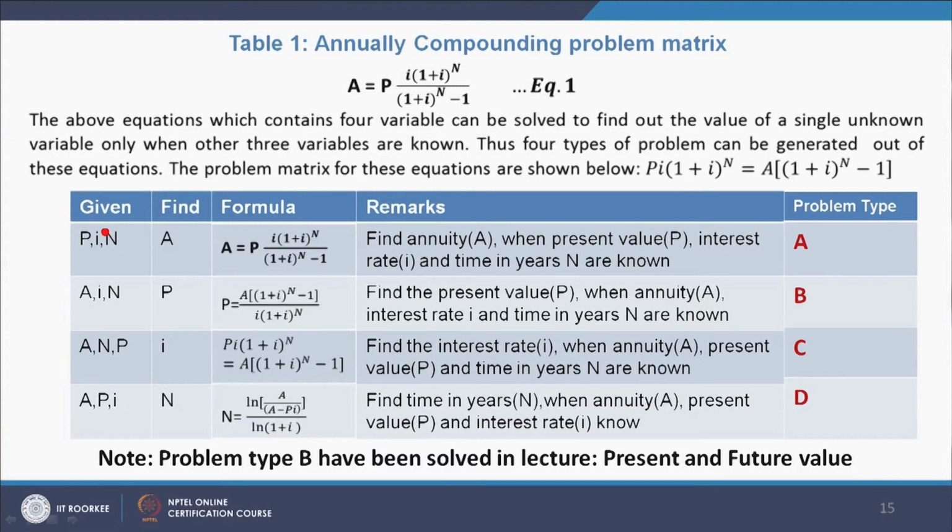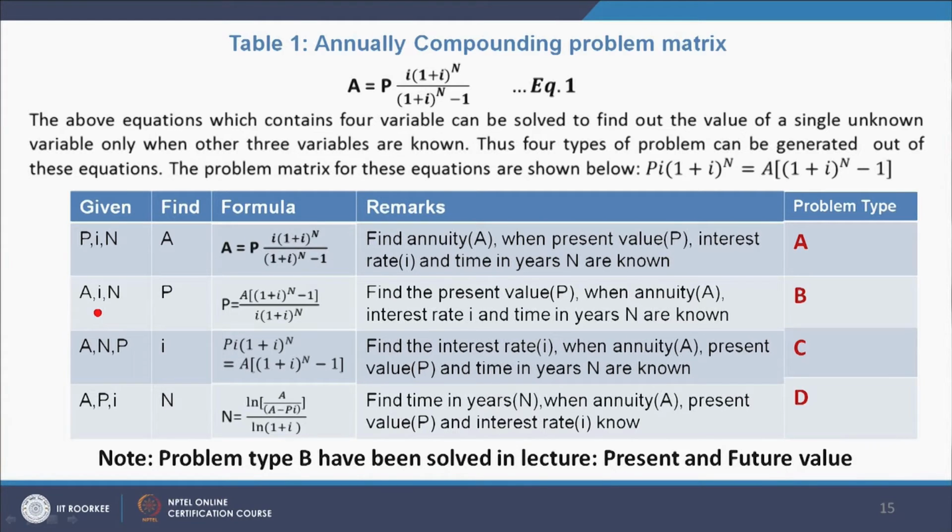The first is that P is given, i is given and n is given. We have to find A, and the equation is A = P i (1 + i)^n divided by ((1 + i)^n − 1). It finds the annuity when present value P, interest rate i and time in years n are known, and such a problem is called problem type A.